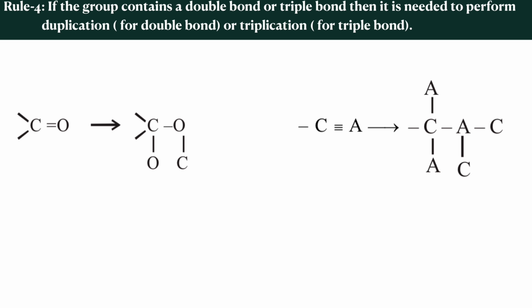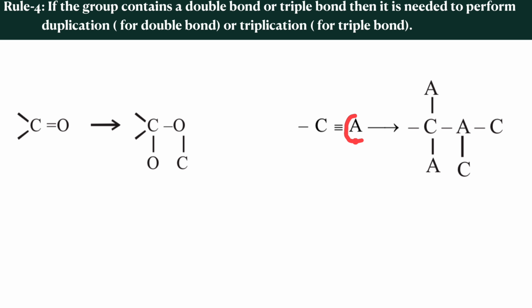This is called duplication. Similarly, if the group contains a triple bond, we have to perform triplication. That is very clear. This triple bond should be converted into three single bonds. So this triple bond is with A. So here this is the original atom and these are the phantom atoms.